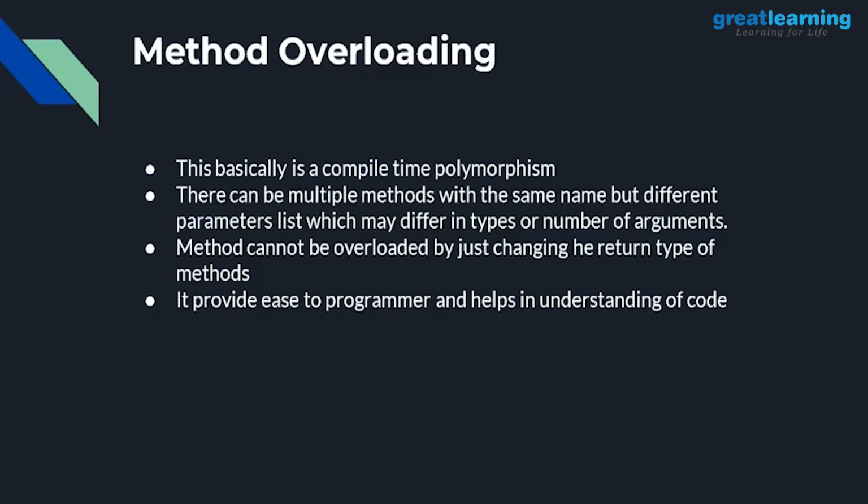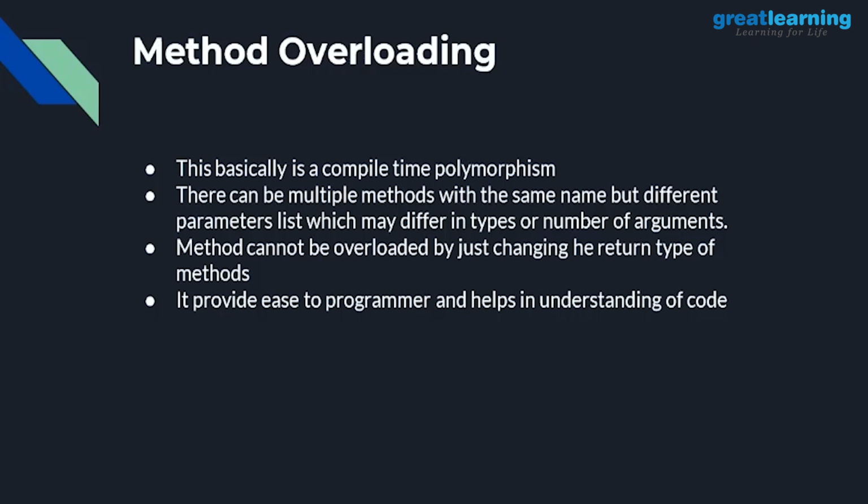There can be multiple methods with the same name. Now you picture this thing. Let's suppose we have a method named add. Now we have three methods with the same name but different parameters. For example, the first add has two parameters, integer and integer. The second add has three parameters, integer, integer, integer. The third has two parameters, one integer, another float. You see, same name but different parameters, right? And a different number of arguments as well. It can be different types or number of arguments.